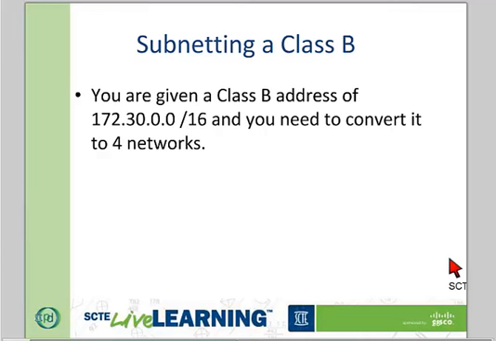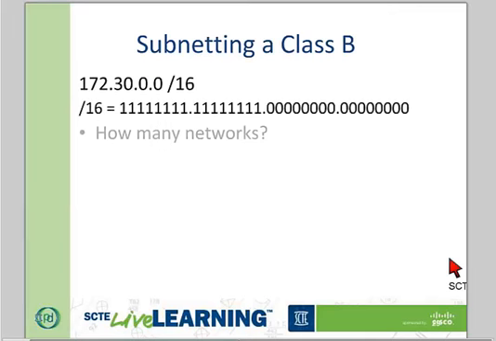Subnetting in Class B is very similar, except you just pay attention to what octet you're in. So here I have 4 networks on a 172.30. How many hosts, how many networks? We said 4. We come over here, what does it look like? Here's what's host, and here's what's networks.